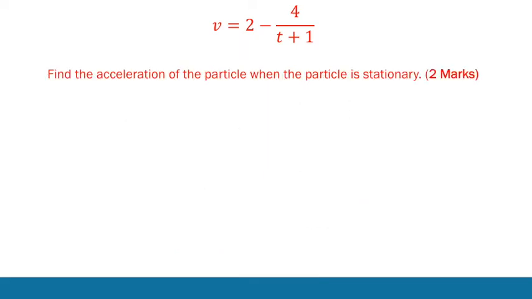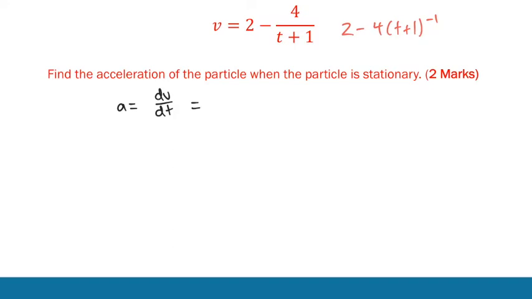Next, we're asked to find the acceleration of the particle when the particle is stationary. So this is going to require us to differentiate, because remember we have v. To get to a, that's the derivative of v. So the acceleration is given by the derivative of velocity. Now let's rewrite the velocity formula, just in the top right here, in index form, just to make this next bit a little bit easier, save us using the quotient rule. And so let's now differentiate.